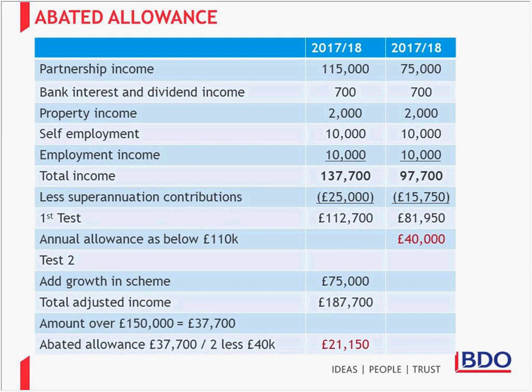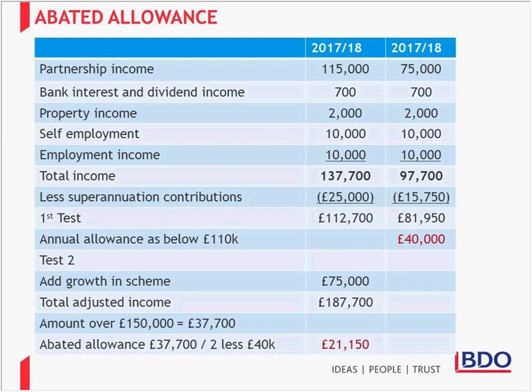On the right, we compare that to 81,950 as threshold income. So the column on the right, you can see because that number is less than 110,000, that individual automatically gets the full 40,000 allowance.